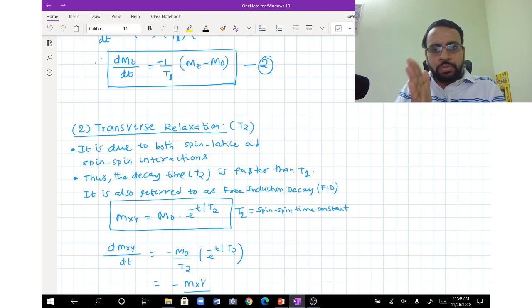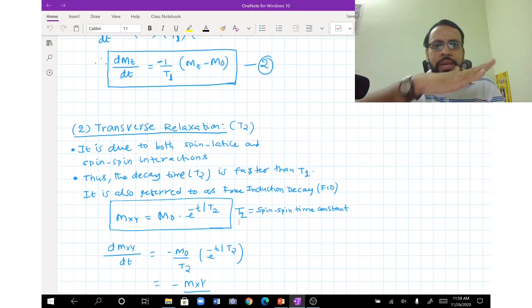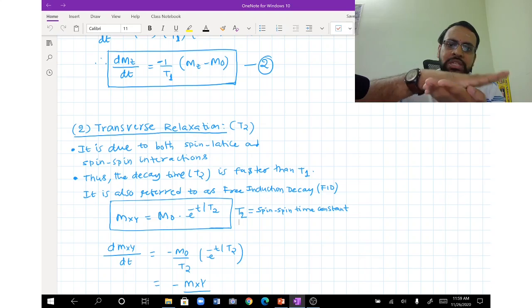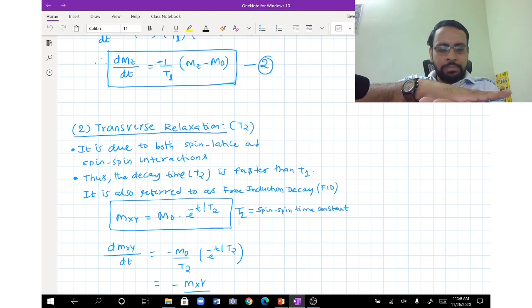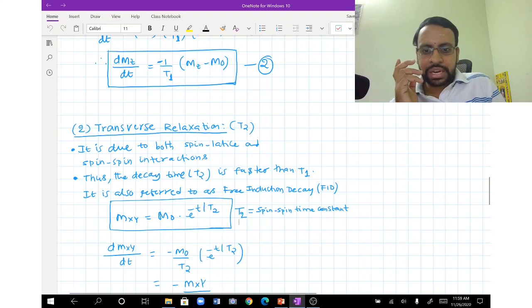Just the moment after you withdraw your magnetic field, in the xy plane, by the time we are considering, the whole m naught vector is in the xy plane. So at that time you have an m naught value, then it is coming back to the z plane. So over time, its projection on the xy plane is going to be 0, and that's why you have here m naught times e to the power of minus t over T2.